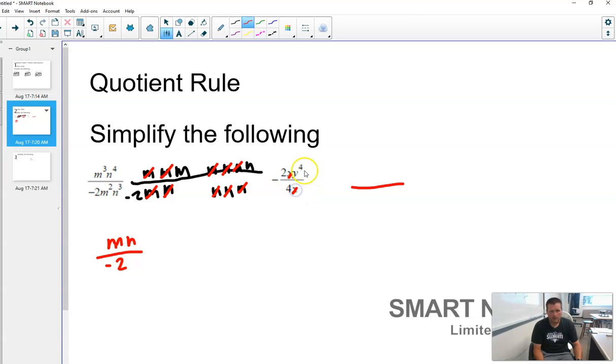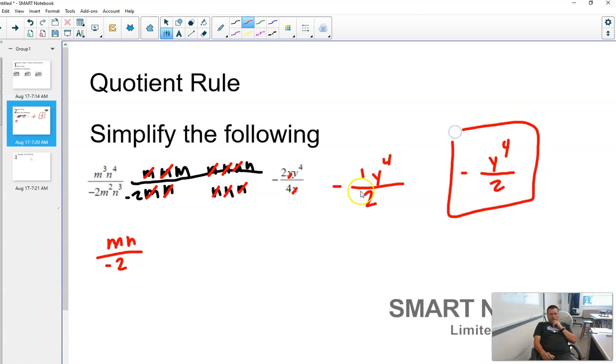They're both gone. And then I have this y to the fourth, so that's going to be right here. And then I've got this 2 divided by 4, which is 1/2. And then I have the negative out here. Usually a lot of times we don't actually draw or write that 1 very often. We'll actually just go negative y to the fourth all over 2 would be what I would go for right there.